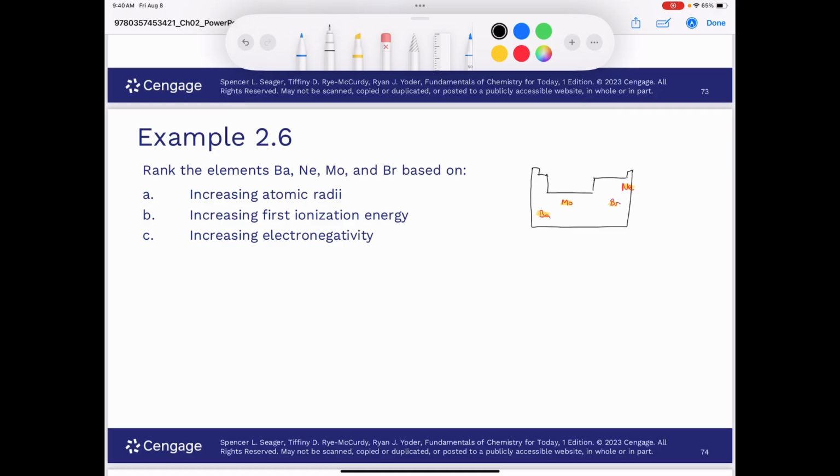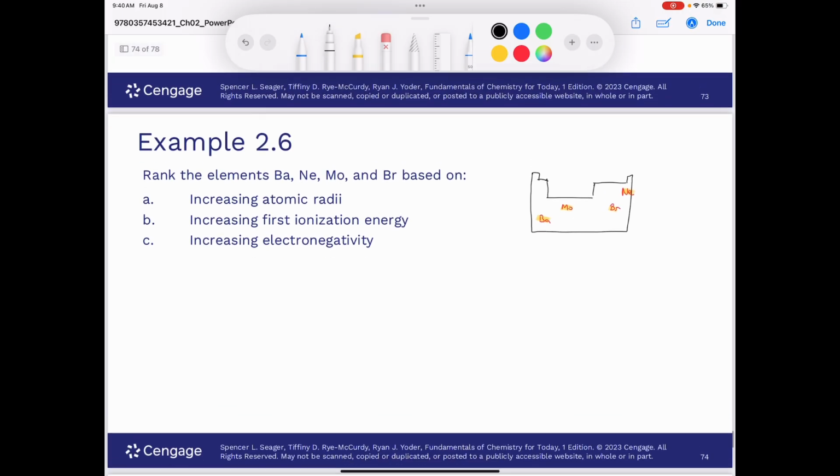So if we start with increasing atomic radii, which one of these is going to be the smallest? It's going to be the one, right, because of size. So with radii, the size is going to increase going down, right? And it's going to increase going this way, right?